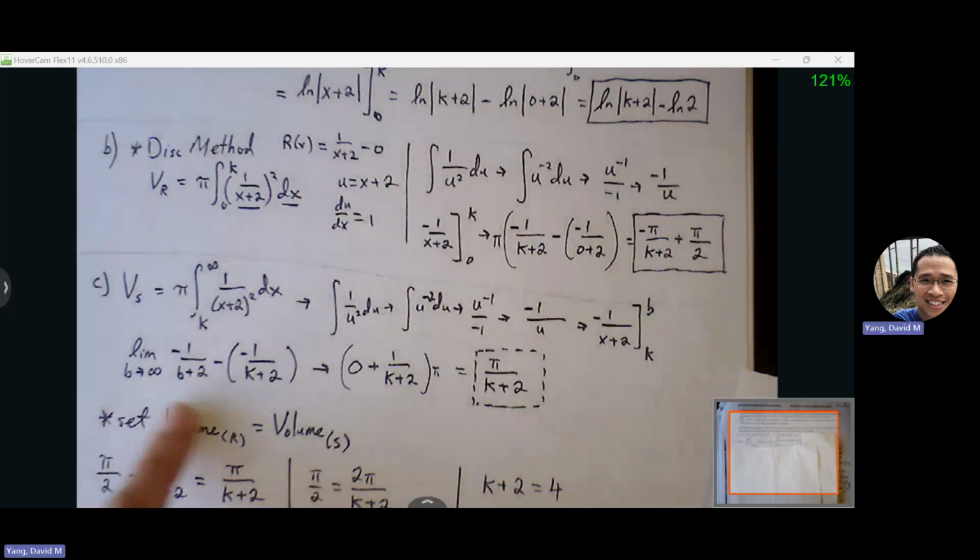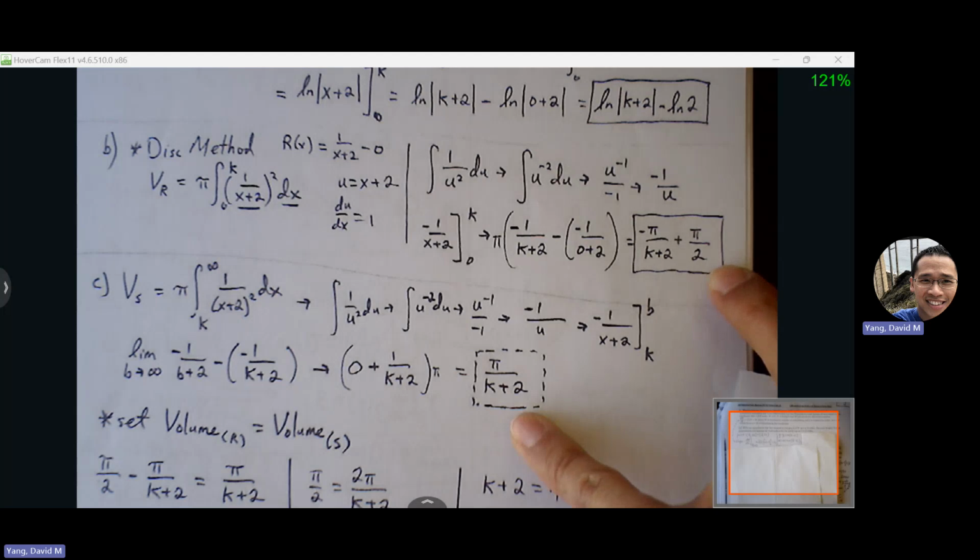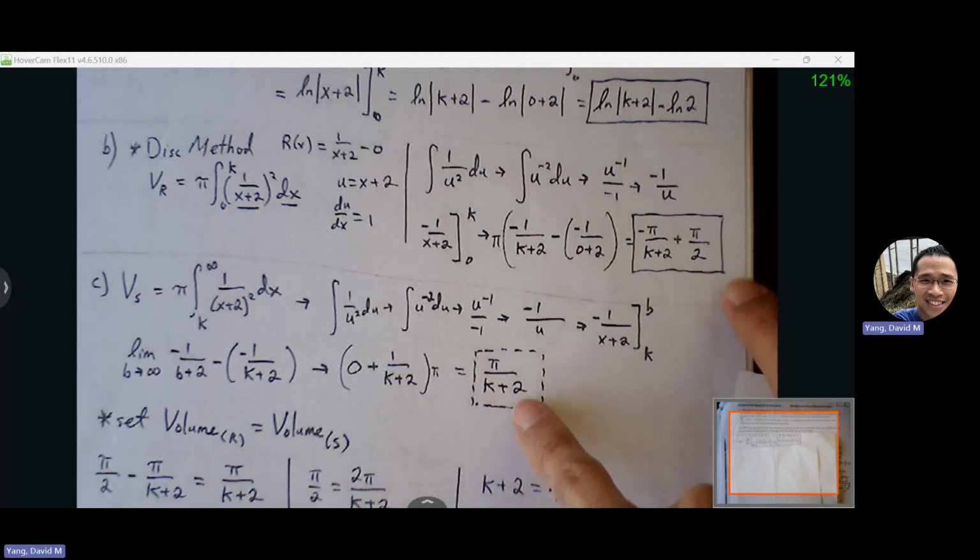And we know that this is going to get us down to pi over k plus 2. We want this to be the same as this, right? We want to find the k value where these are equal. So then we can set these two volumes equal to each other and that will help us solve for k.